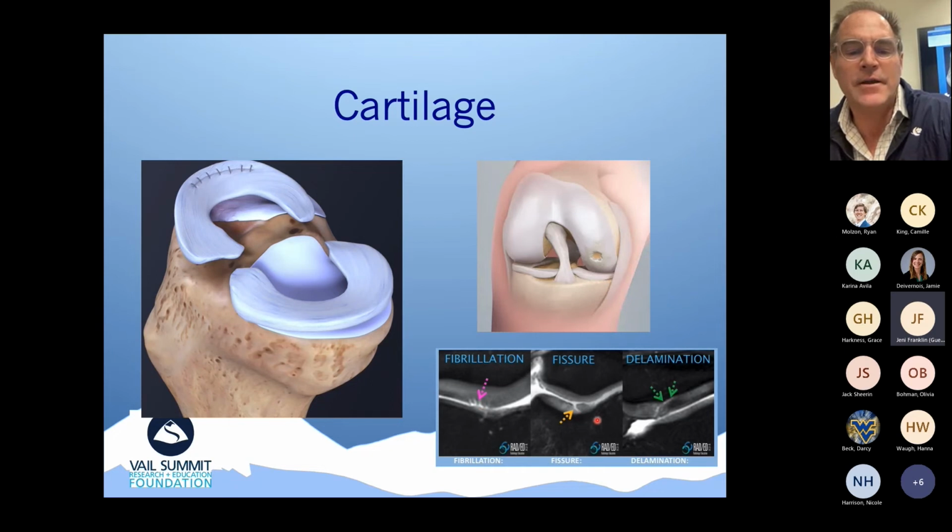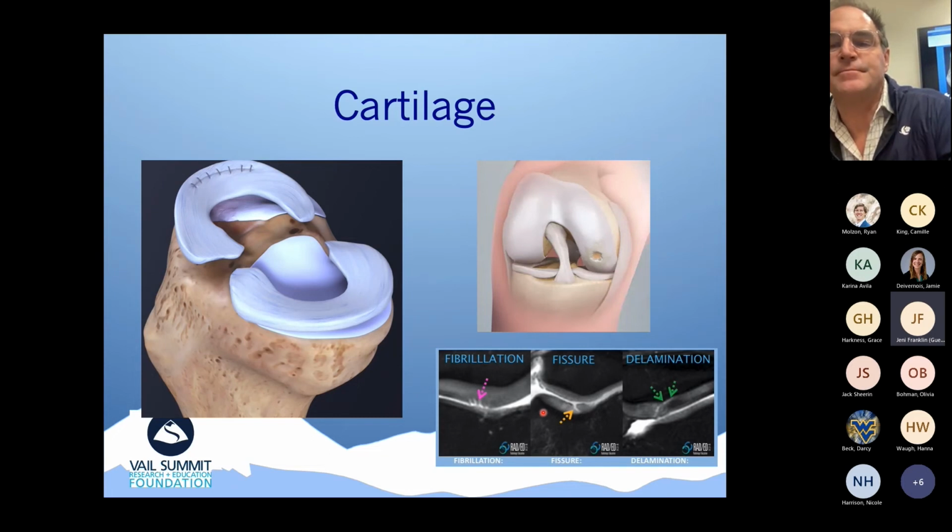These are MRI findings, and you can see that gray is the thickness of the articular cartilage on an MRI. This is fibrillation that's not down to bone. This is a fissure that is down to bone. And this is some delamination, where it should be attached to the bone, and it's not. So it doesn't look so bad on this MRI, but if we go in there and probe that, it's peeling off like a banana peel. And that's why the delaminated areas are much more concerning than a fissure or fibrillation.